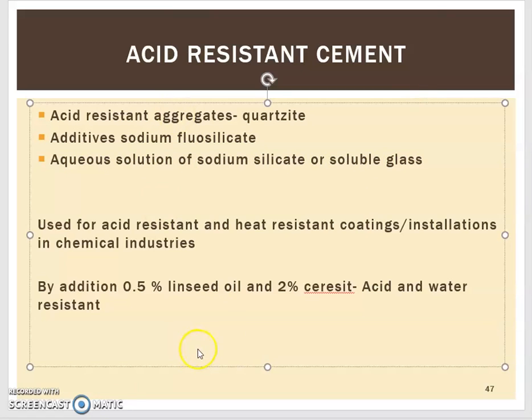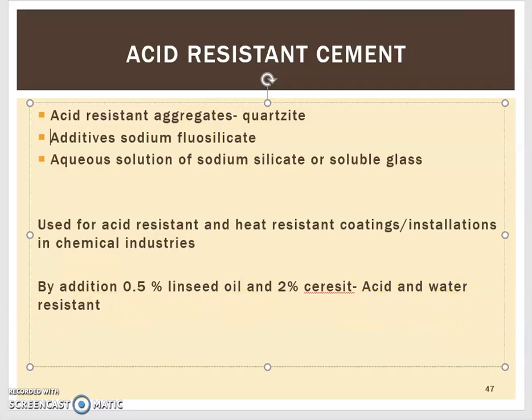Now, when you have industries which are dealing with a lot of chemicals, let's say, for example, fertilizers or pharmaceutical companies, in such places, all the coatings and installations have to be acid resistant. So, in such cases, we use this type of cement. Okay, by addition of 0.5% linseed oil and 2% salicylate. Now, salicylate is a kind of admixture, okay. You can make the same cement acid and water resistant also.